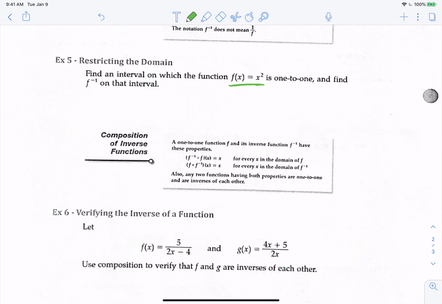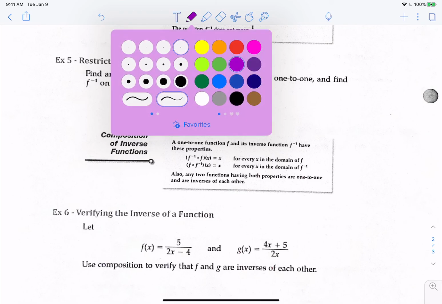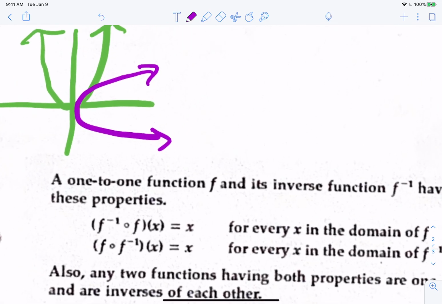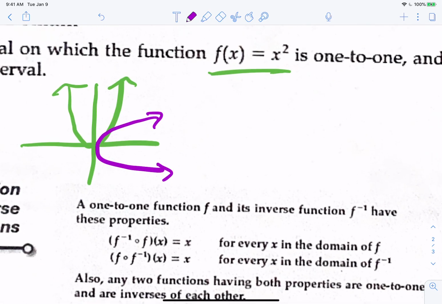So we want to look at f of x equals x squared. I'm going to graph the original f of x equals x squared. Here he is. Okay. And if I do his inverse, we've already talked about him. His inverse looks like this. Okay. Is his inverse a function? No. Is there a way that I could restrict the domain so that his inverse is a function?